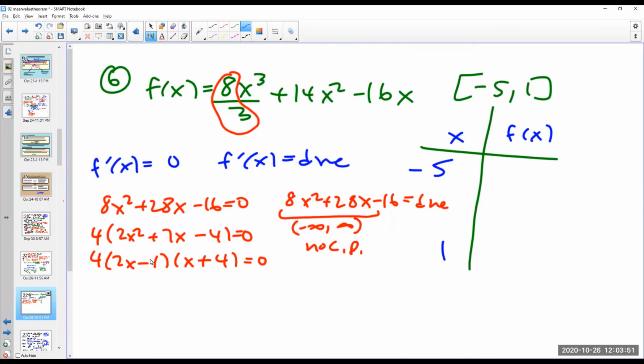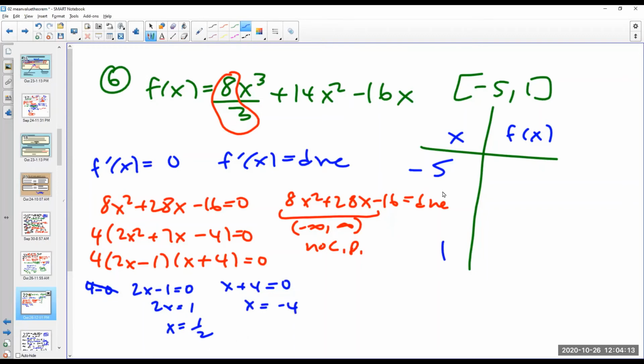If something times something times something equals 0, what does that mean about one of these somethings? One of them is 0. So either 4 is equal to 0, oh, that's silly, 4 isn't equal to 0. 2x minus 1 is equal to 0, or x plus 4 is equal to 0. This gives me 2x is equal to 1, or x is equal to 1/2. And this gives me x is equal to -4.